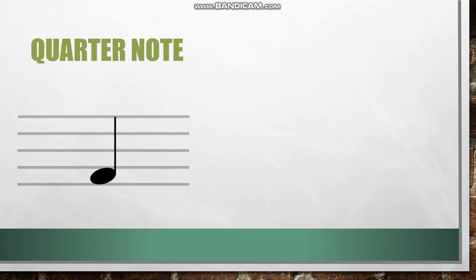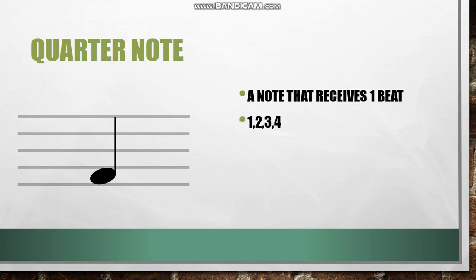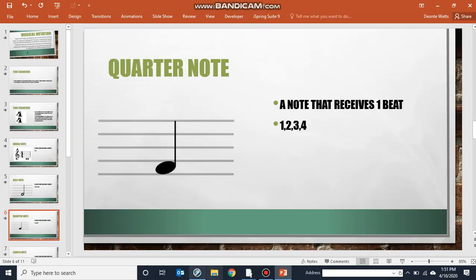A quarter note looks like this: a nice little darkened circle with a line behind it. That is a quarter note. And like you said earlier, the quarter note receives 1 beat. 1, 2, 3, and 4. The quarter note means that it's on every single beat. Every beat. 1, 2, 3, 4. Just like that.